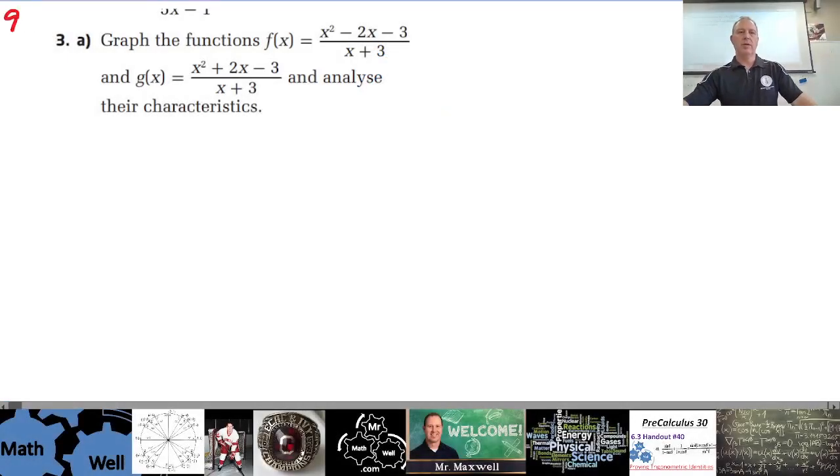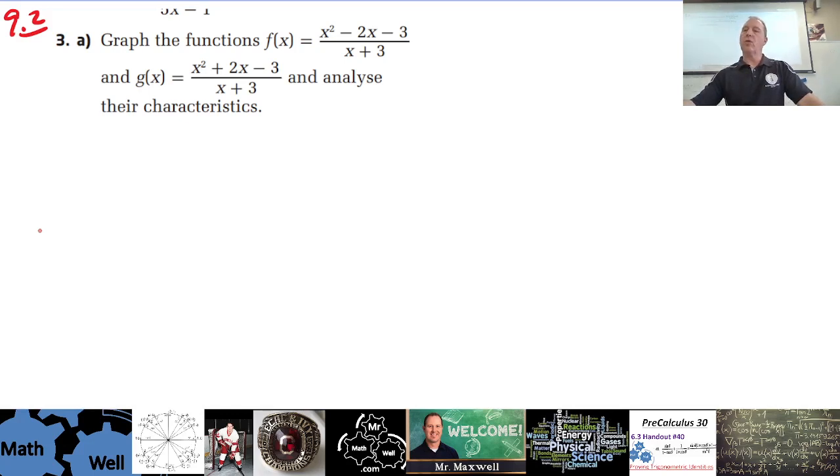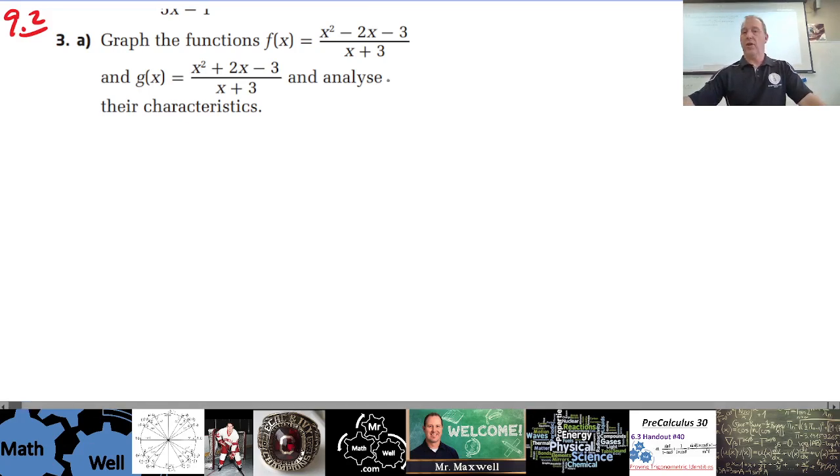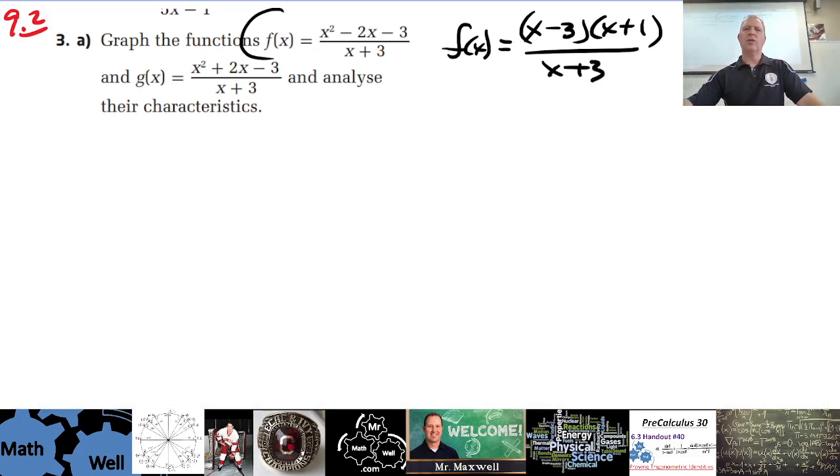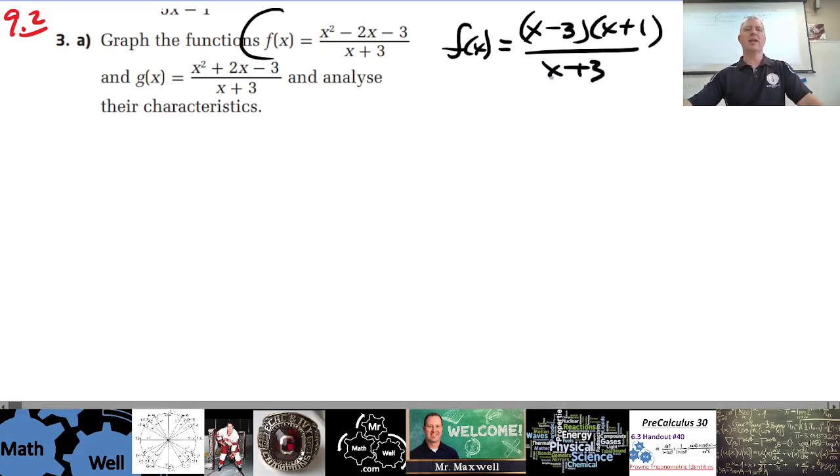So 9.2, number 3, says graph the functions, analyze their characteristics. If you have a graphing calculator, you can graph them pretty quickly. But if you don't have a graphing calculator, like on a test, it's not hard. For this one, you still want to factor top and bottom. What is that? x minus 3, x plus 1 over x plus 3. We don't have any common factors, so nothing is going to get canceled out.